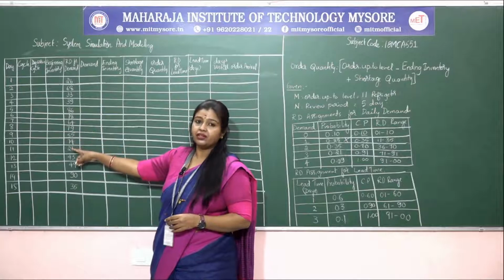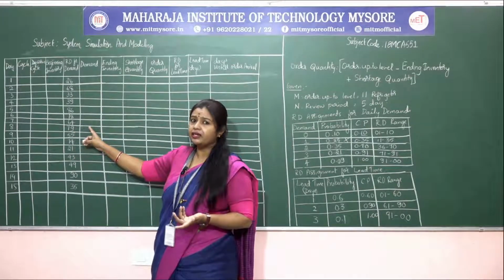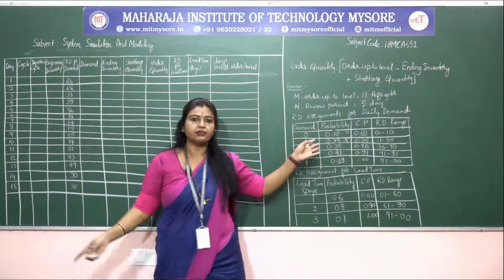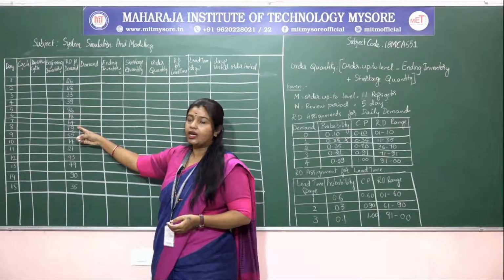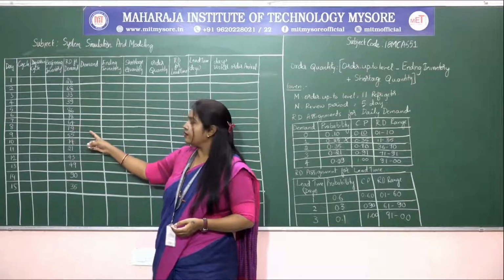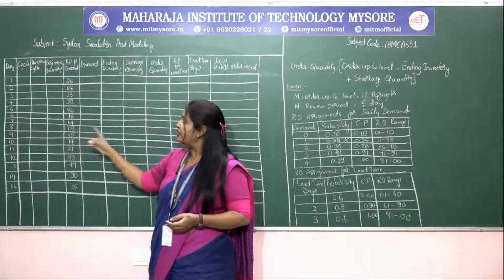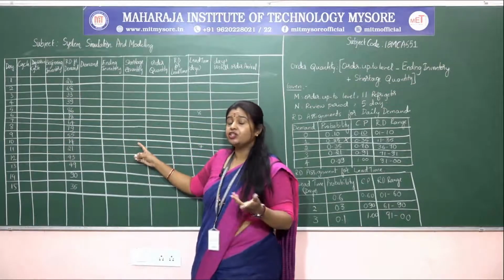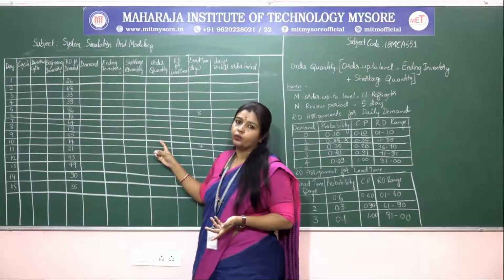Then the beginning inventory, and then we require demand. For that demand we require RD. Since they have given the probability distribution, we require RD for demand. Based on these RDs we identify the demands, and based on the demands and the beginning inventory we calculate the ending inventory, and then identify whether there is any shortage quantity or not, and then the order quantity.